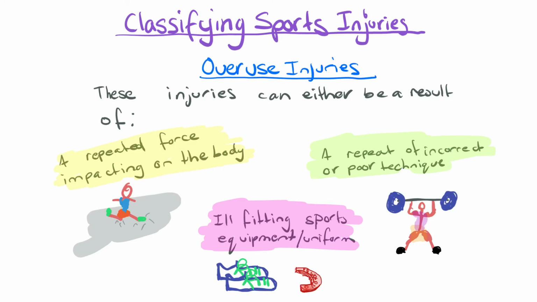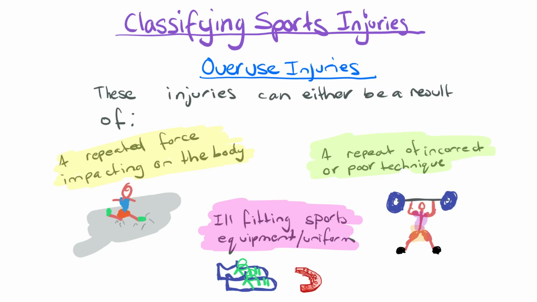Now, these are injuries that can be a result of several things, such as a repeated force impacting on the body. So for example, a runner constantly running on hard concrete might end up with an overuse injury to their feet or their knees as a result of that repeated impacting force. Ill-fitting sports equipment or uniform. So if an athlete's wearing a pair of shoes which don't suit their feet and they wear them for quite a period of time, this can cause issues in their feet.